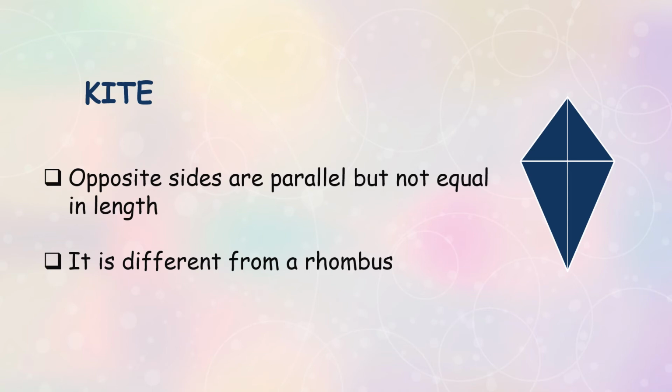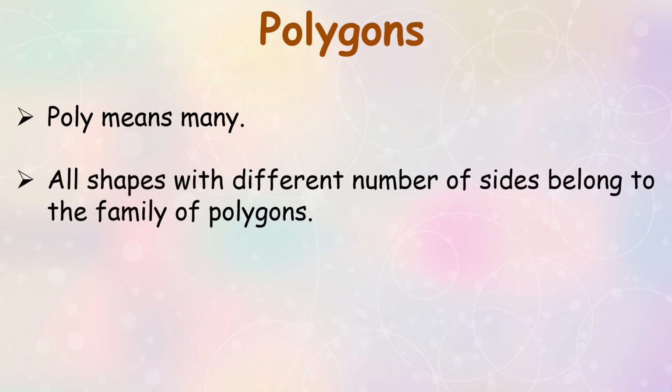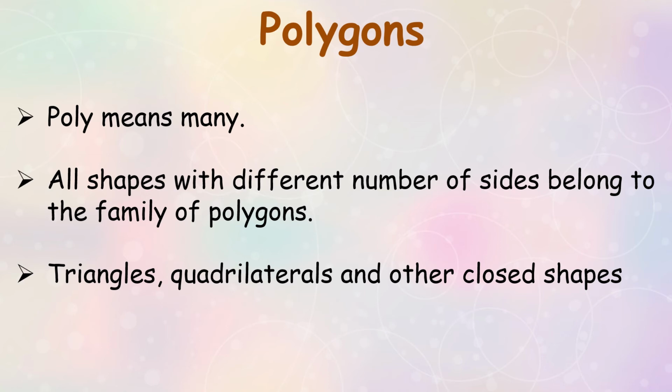With this last figure, we have finished our types of quadrilaterals. Dear students, on page number 190 of your Countdown 3, you have some more new shapes. Here you will learn about the next new term of geometry, that is polygons. Poly means many. All shapes with different number of sides belong to the family of polygons. So, triangles, quadrilaterals, and all other closed shapes are called polygons.